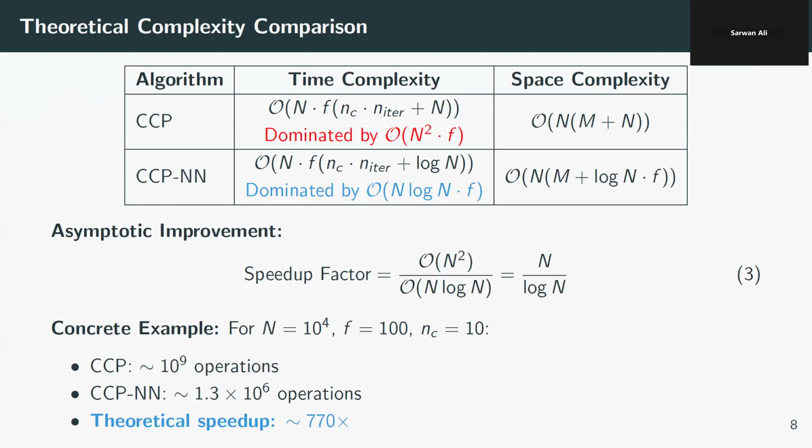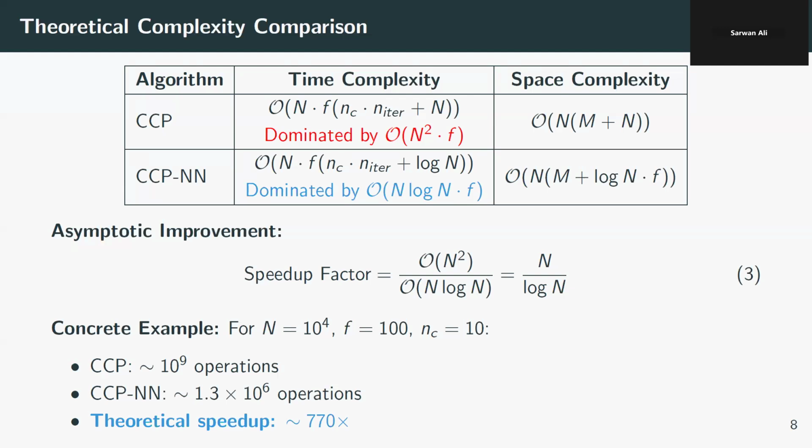Now let's analyze the theoretical complexity improvement. This is where we can really see the impact of our approach. The original CCP algorithm has a time complexity of n times f times n_c times the total number of iterations plus n, which is dominated by the n squared times f term for pairwise distance computation. The space complexity is n times m plus n squared due to those distance matrices.